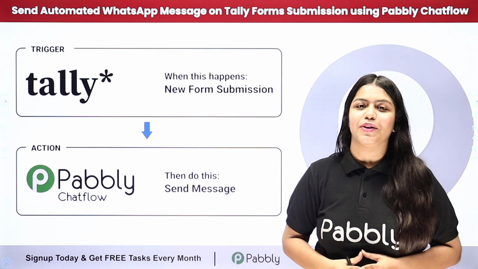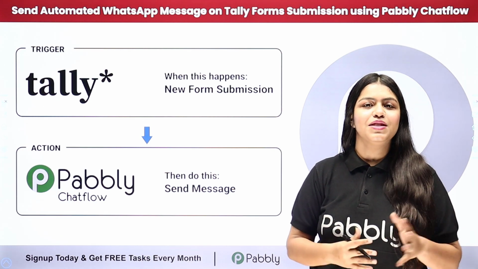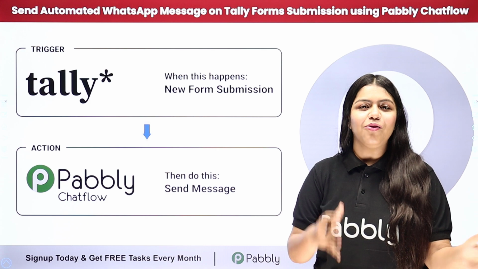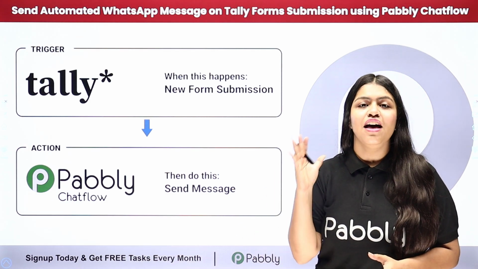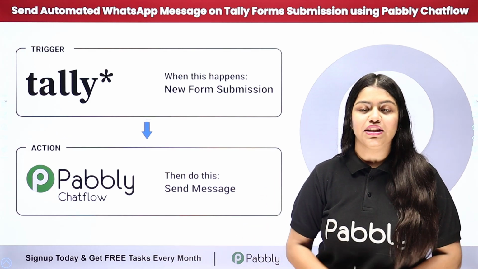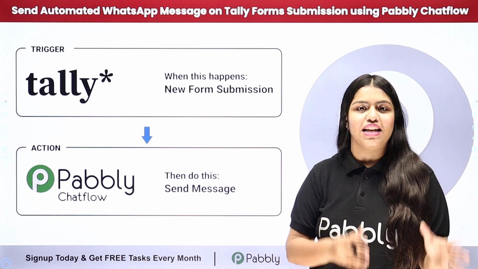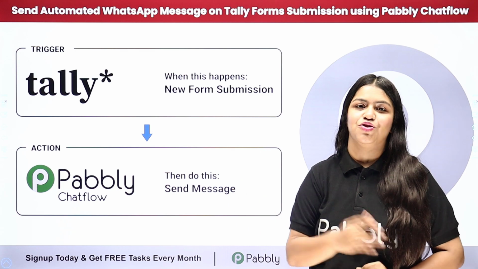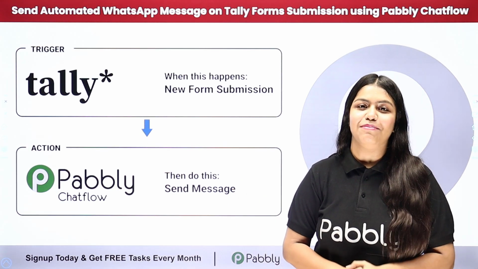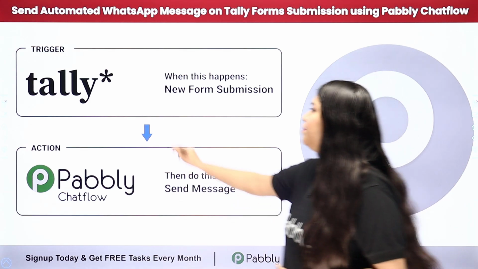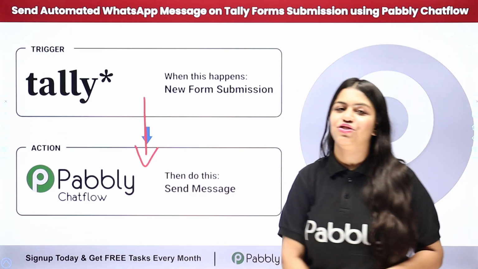So over here I'm running a real estate agency and we use Tally forms to gather the details of our potential clients. So now what I want is that as soon as we receive the details of our potential clients with the help of Tally forms, an automated WhatsApp message should be sent to my lead or my potential client. That too without any manual efforts.